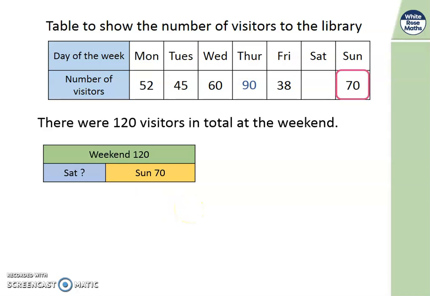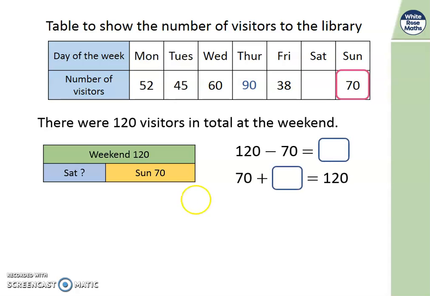Can you see a calculation we could do? Well, there are 2 possibilities. One, we could start with the full weekend, 120, and take away the part, 70, to find out what's left for Saturday. Or we could start at Sunday, 1 part, and add on another part, and keep going until we get to the full weekend, which is 120. Let's build it on a number line. Let's start with this one.